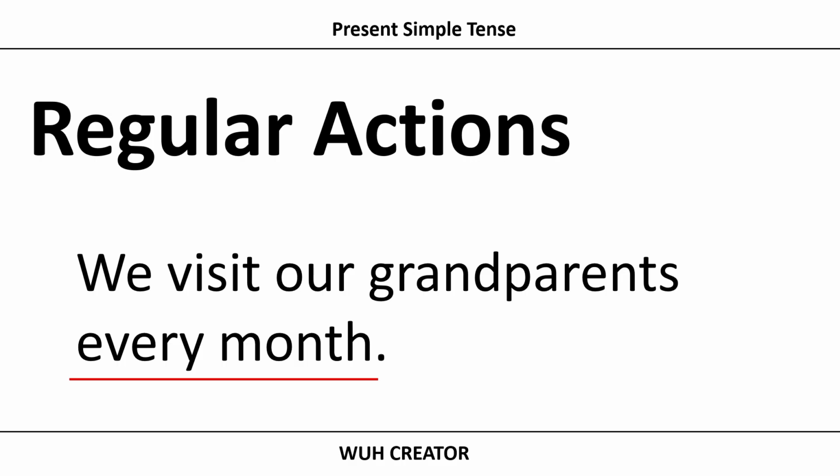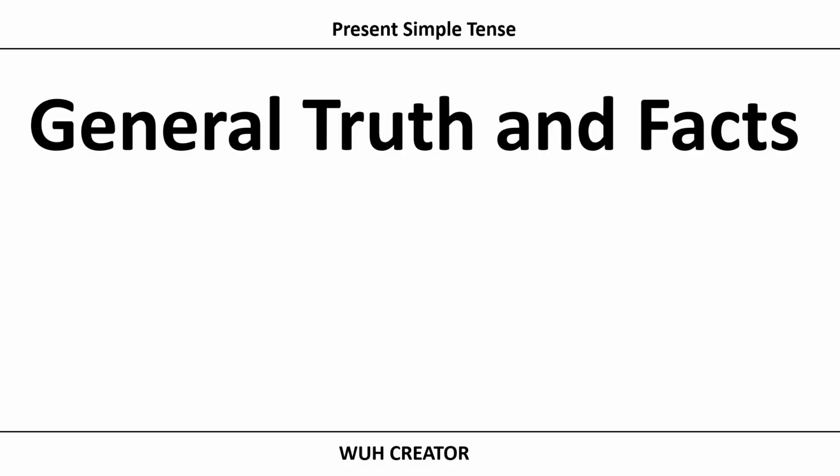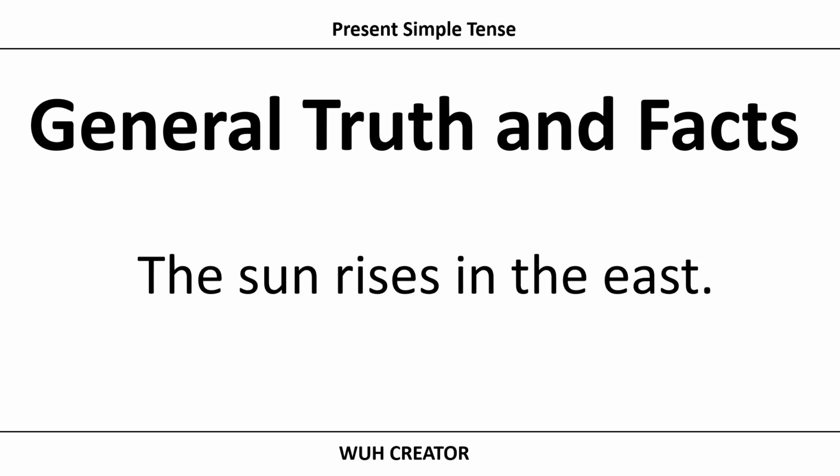The simple present tense is used to talk about general truths and facts because these things are always true, not just at the moment of speaking. Let's move towards the examples. Here we have an example. The sun rises in the east. This sentence is a general truth and a fact because it is always true. It does not happen only today or only sometimes. The sun appears in the east every day, so we use the simple present tense to express this permanent fact.